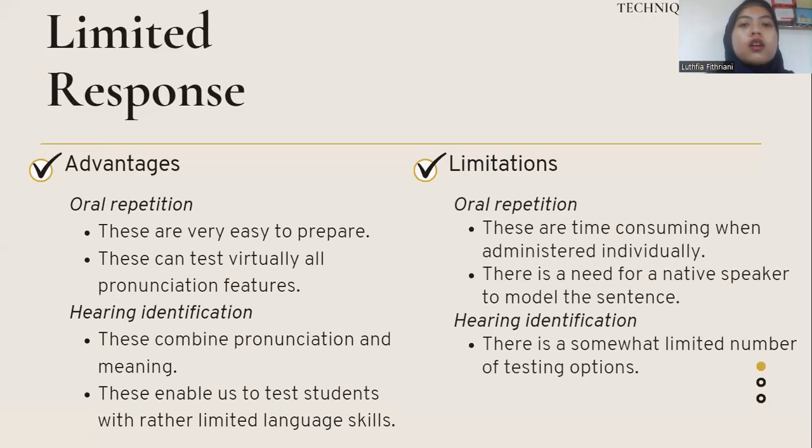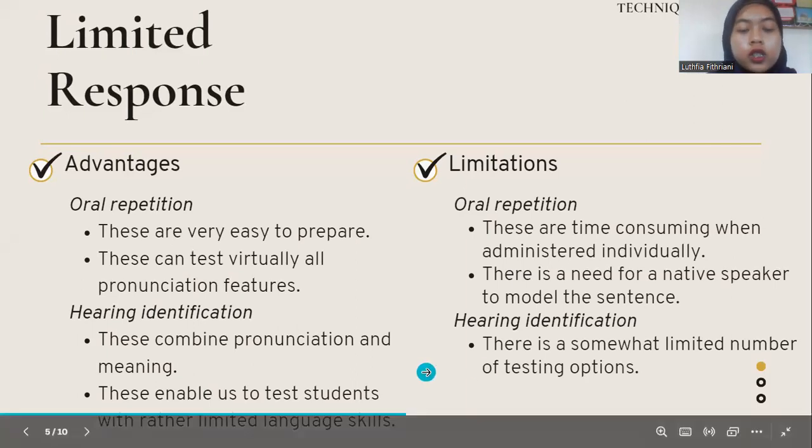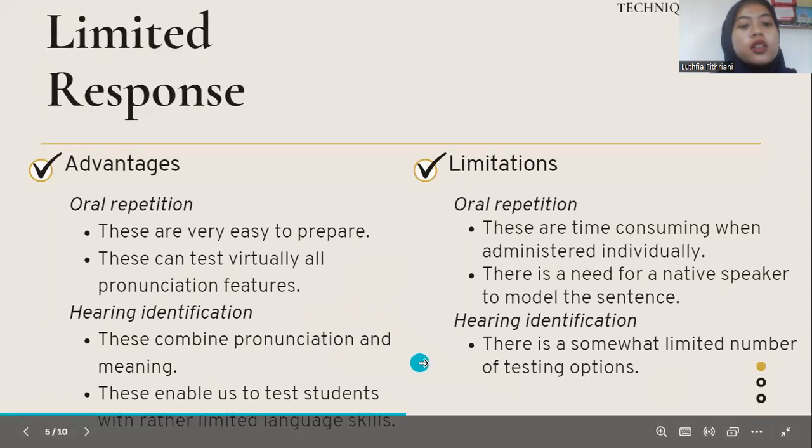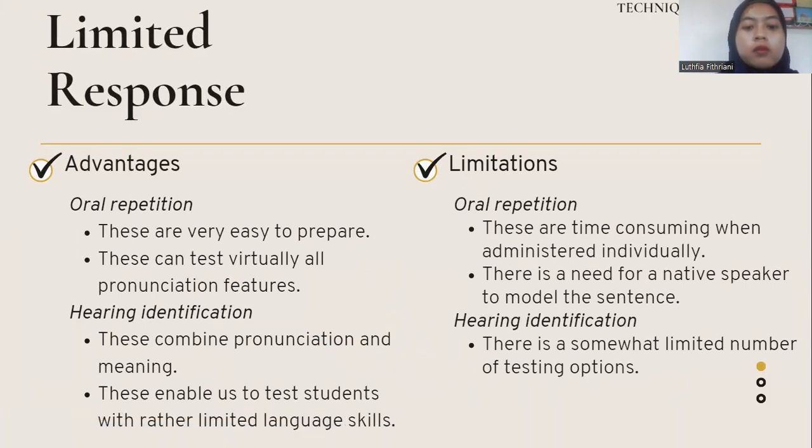Limited response has some advantages and limitations. The advantages of limited response in oral repetition include these are very easy to prepare and this can test virtually all pronunciation features. The advantages of limited response in hearing identification include this combine pronunciation and meaning, and this enable the teacher to test students with rather limited language.